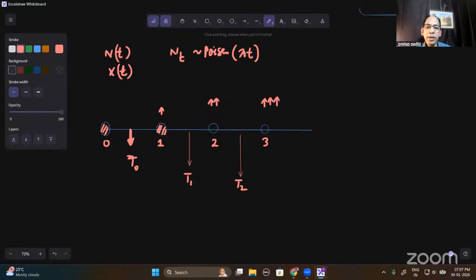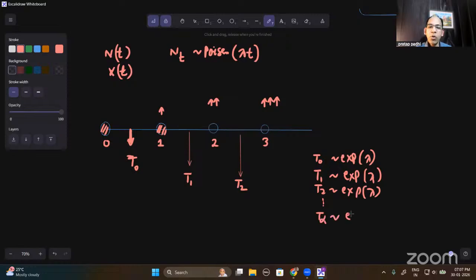So here I can write T0 follows exponential distribution with parameter lambda. T1 follows exponential distribution with parameter lambda. T2 follows exponential distribution with parameter lambda. Like that, I will write T alpha that will follow exponential distribution with parameter lambda.